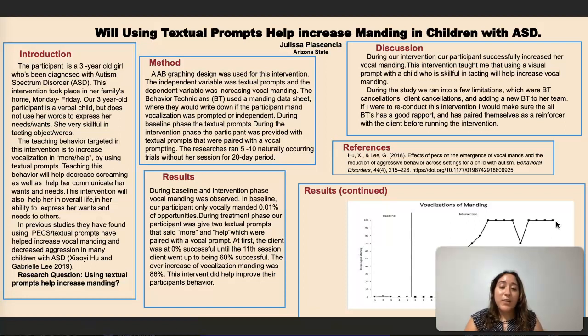Something I would do if I were to reconduct this intervention is make sure that the BTs have enough time to pair themselves as a reinforcer and to build that rapport with this kiddo before running the intervention, because she did have a hard time when that new BT ran this intervention that one day. And the following day, when a team member who's been on her team for a while ran the intervention, she was able to go back to independent at 100%, which makes me think that the new BT just didn't have enough time to build that rapport or pair themselves as a reinforcer.